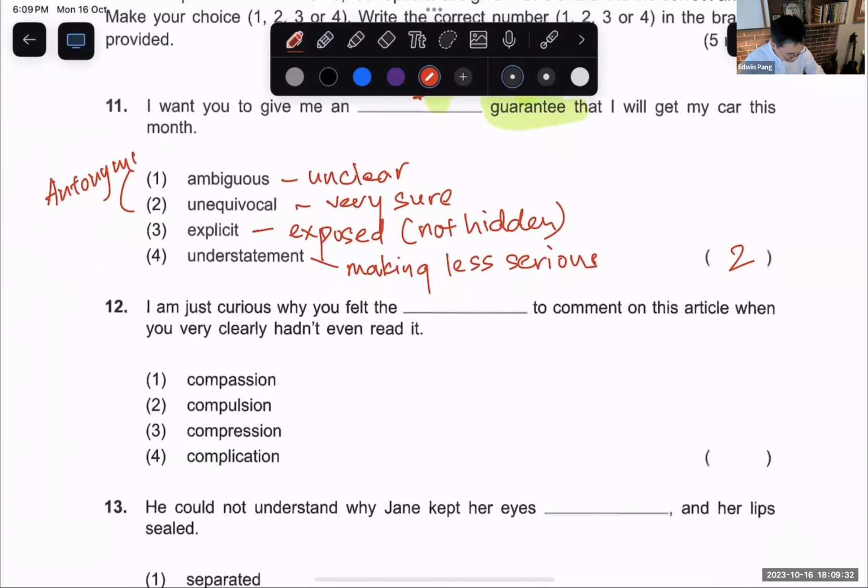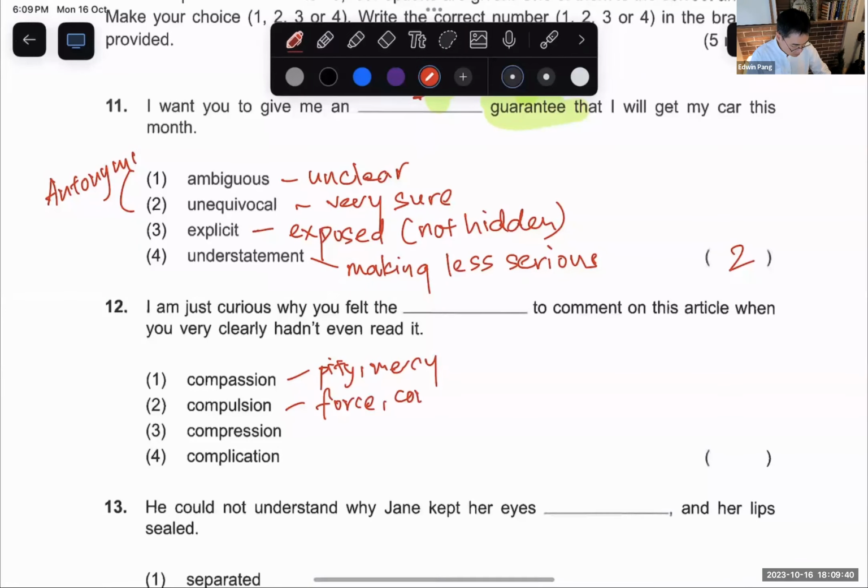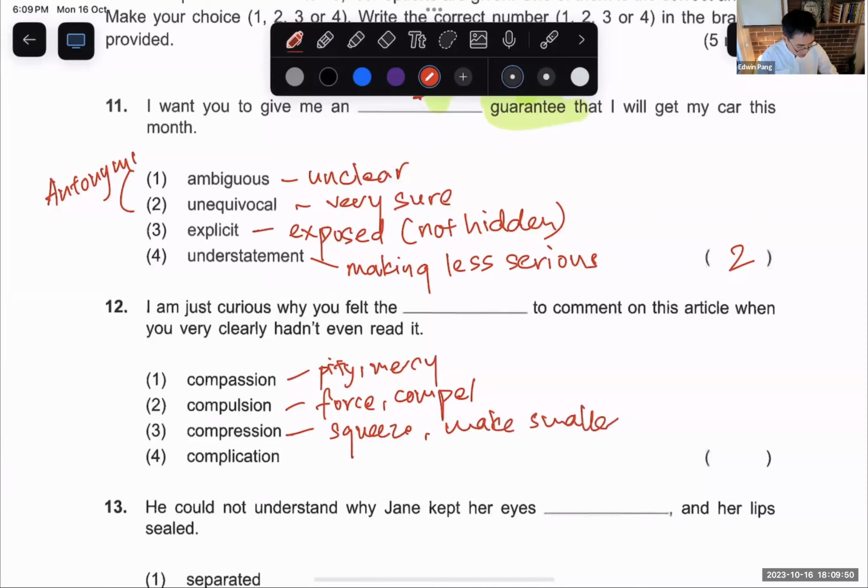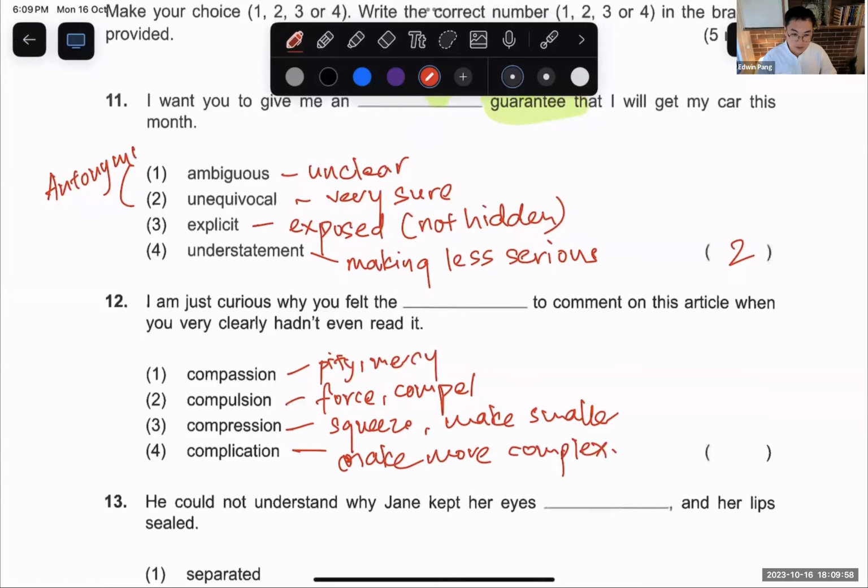Okay, number 12, sorry. Compassion: pity, mercy. Compulsion: to force or compel someone to do something they don't want to do. Compress: to squeeze, to make smaller. Complicate or complication: to make more complex. Okay, write all of this down, please.